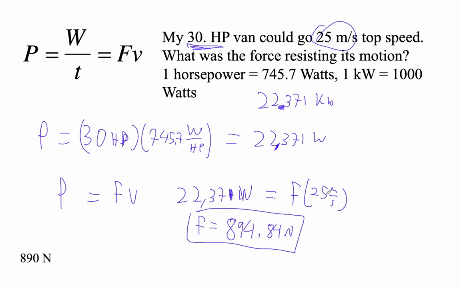And then how is a watt divided by a meter per second? How many newtons? I guess this is, a watt is a joule per second, which is a newton meter per second. And if you divide this by meters per second, you get newtons. All right.